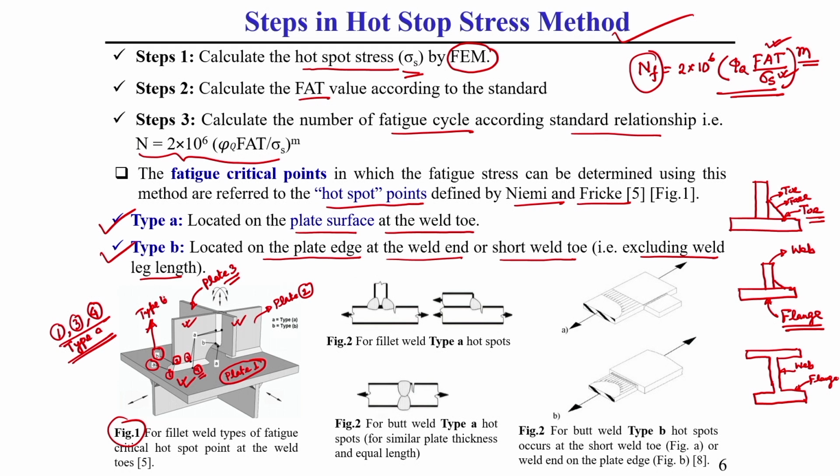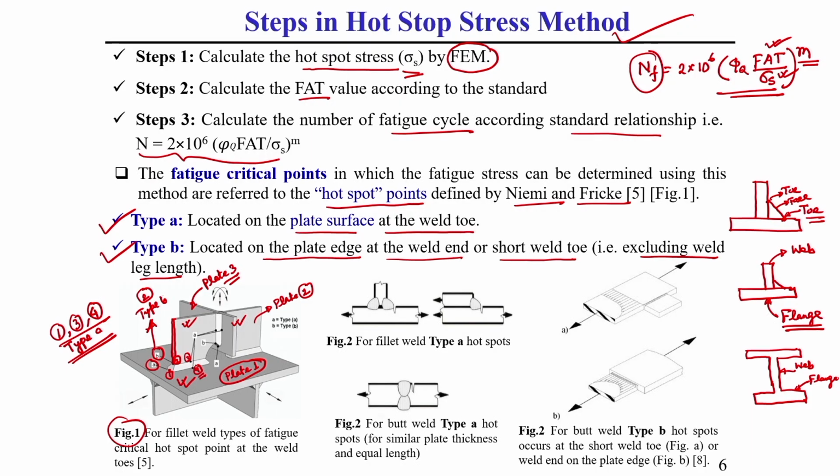Type B. Why? Because this point is located at this plate edge. You see at the edge of this plate, that means along the thickness position. This is one point. So it is located at the plate edge, not the plate surface. What I am telling, understand? So type B means this point 2, which is located at the edge of that plate, and it is also called what? It is also called short weld toe.